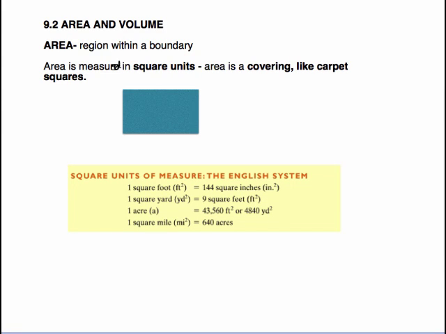This video is on section 9.2, area and volume. Area is the region within a boundary. It's a covering like carpet squares. It is measured in square units.